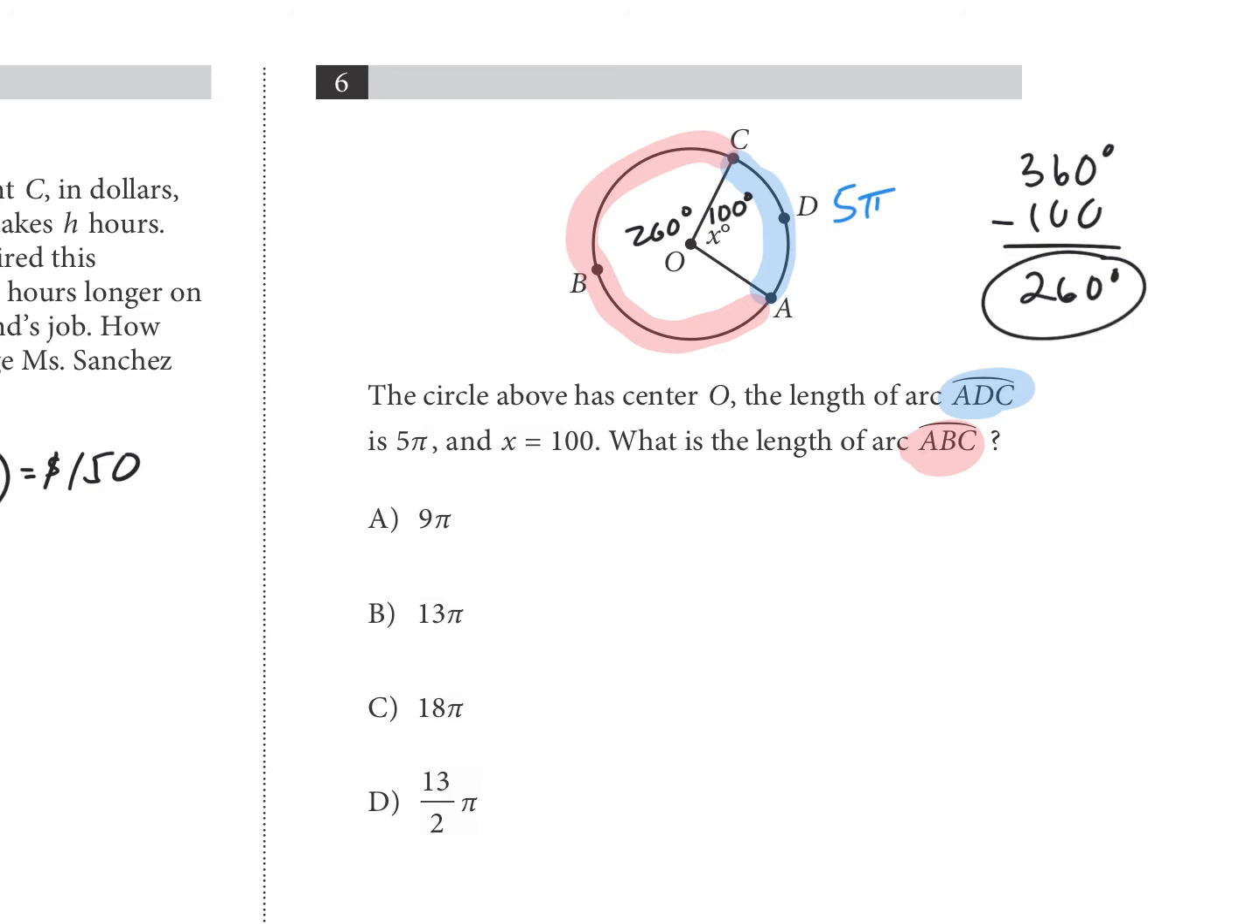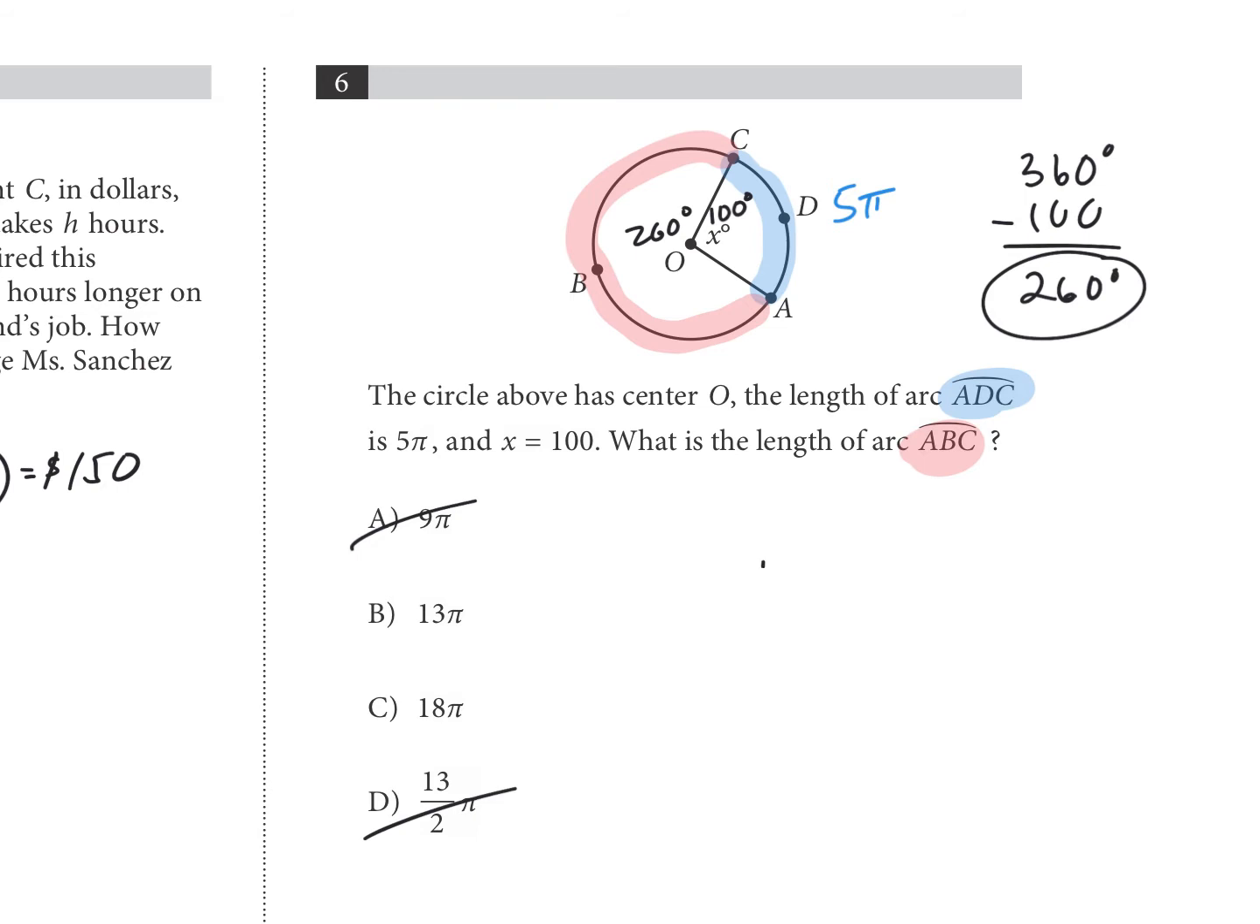I'm thinking that red arc is much bigger than 5 pi, more than twice as big. Looking at the choices, I'm probably going to eliminate 9 pi. 13 pi over 2 is 6.5 pi. It looks like it's more than twice as big, and I know that because 260 is more than twice as big as 100. Twice 100 is 200, and 260 is a little bit bigger. So I can narrow my choices down, even if geometry is not my thing.